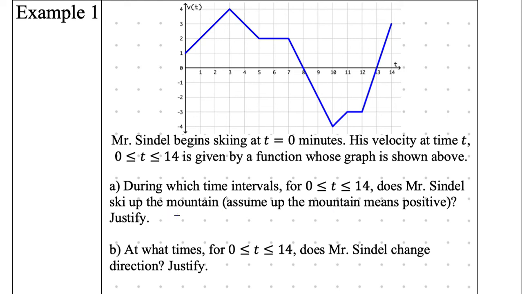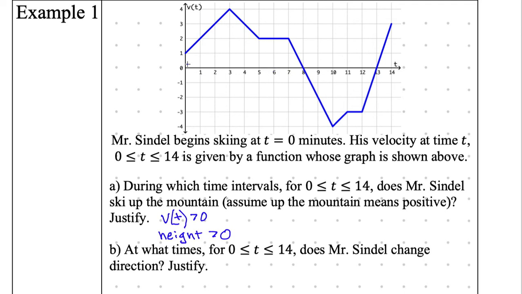Well, the definition of skiing up the mountain is what? In terms of velocity, it's where velocity is greater than 0. What is velocity on a graph of velocity? Is it height, slope, or concavity? So it's where the height is greater than 0.